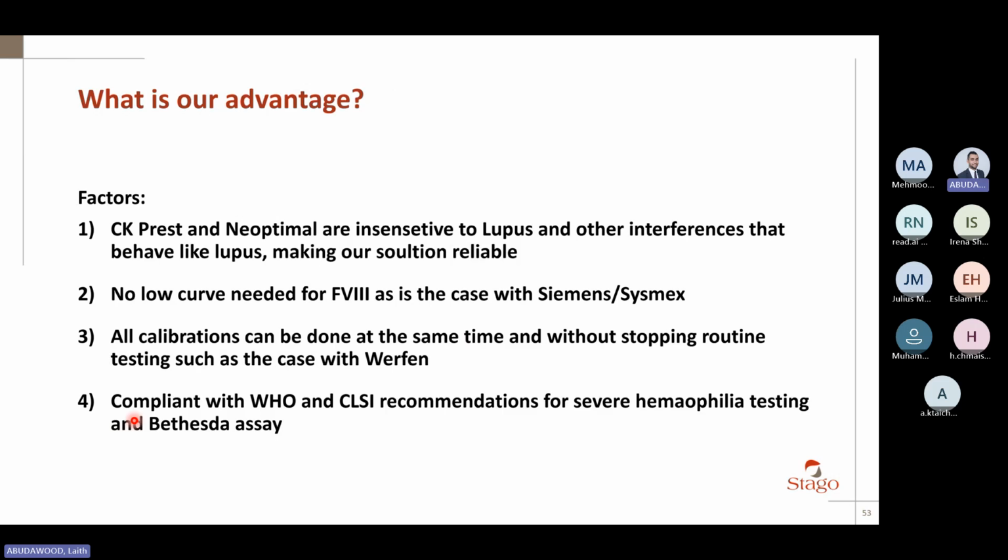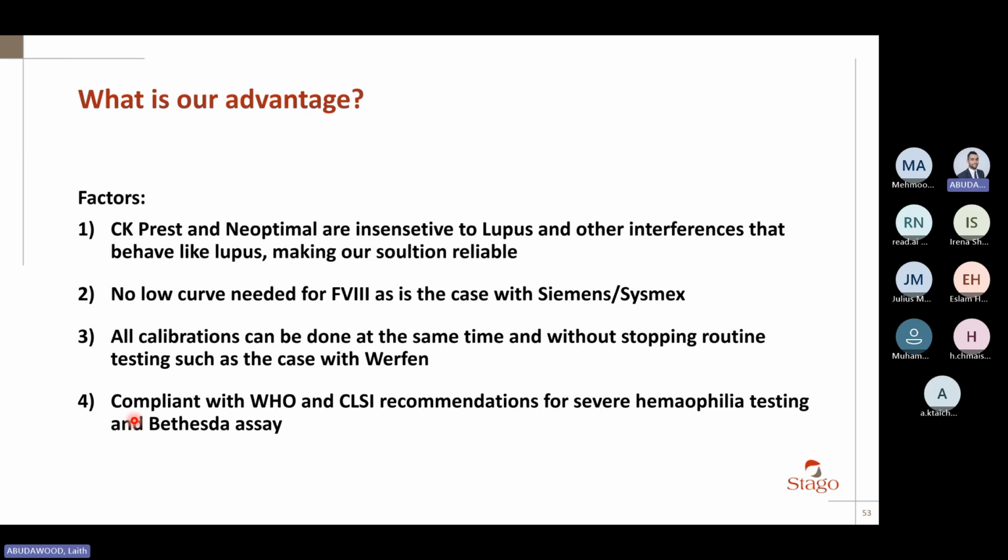Now, what is our advantage here when it comes to factor assays? First of all, CK-Prest is the most relevant one. Why? Because again, CK-Prest is generally insensitive to the most common inhibitors that the lab might deal with in factor assays, and that tends to be usually lupus presence or CRP presence, or sometimes certain types of medications that behave similar to lupus. Since CK-Prest is almost completely insensitive to lupus, it's very unlikely to be affected by that. That's not the case with some competitor reagents because they are sensitive to lupus, whereas CK-Prest is not.